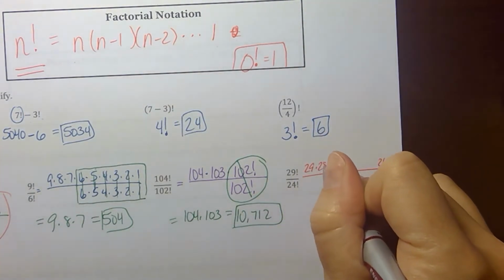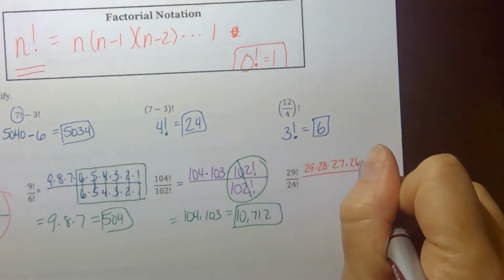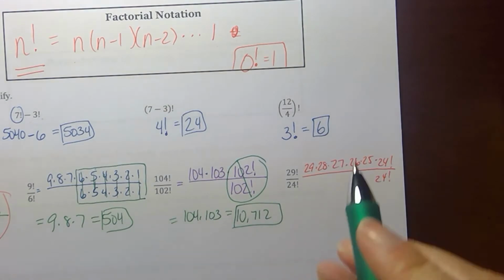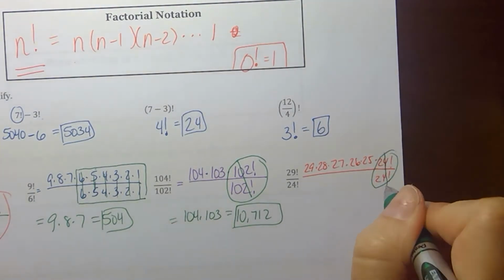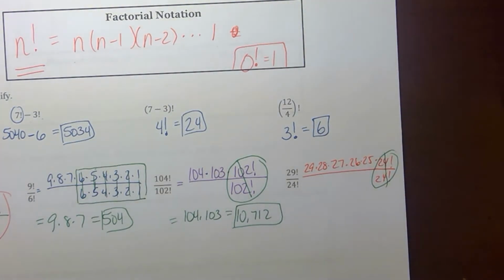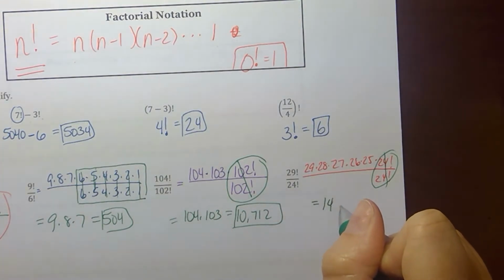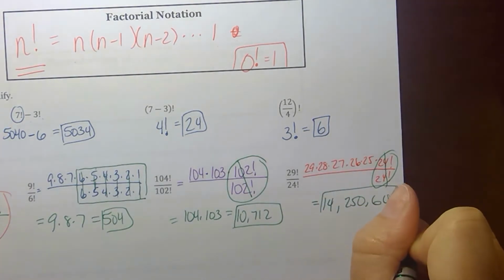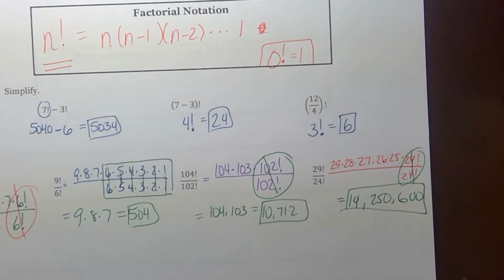So 29, 28, 27, 26, 25, and then my 24 factorial is going to divide out or cancel out and divide to 1. And I'm left with 29 times 28 times 27 times 26 times 25, which comes out to be 14,250,600 when you type that into your calculator.